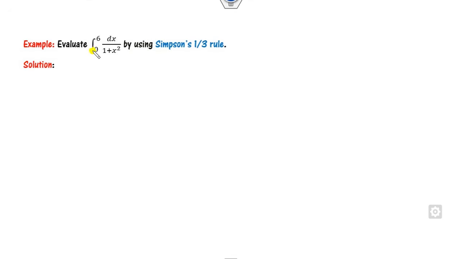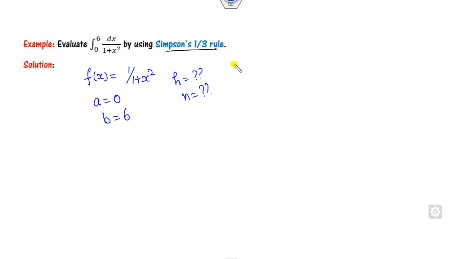Look at this another one. Now evaluate this by using the Simpson 1/3 rule. What is that? f of x is 1 plus x square, a is my 0, b is my 6, fine. Now what is the h? It is not given. What is the n? It is not given. So it's on your choice.